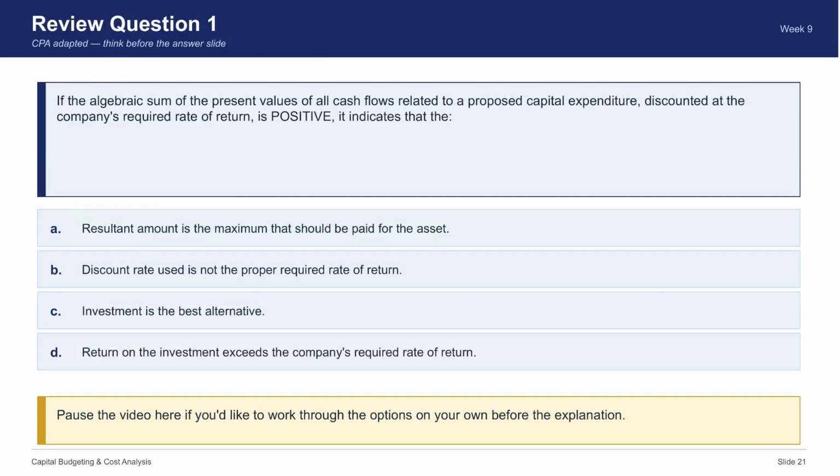Review question. If the present values of all cash flows for a proposed capital expenditure, discounted at the required rate, sum to a positive number, what does it mean? A. Max you should pay. B. Wrong discount rate. C. Best option. D. Return exceeds required rate. Pause and think.